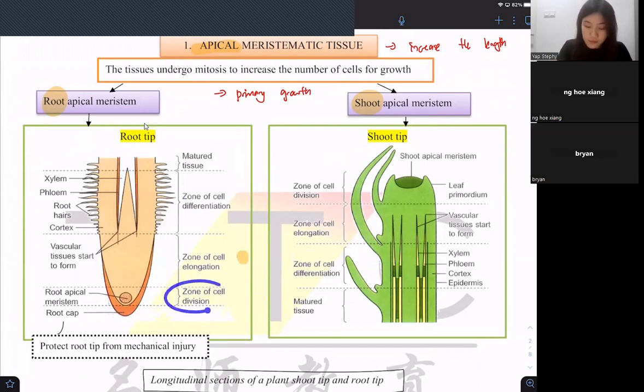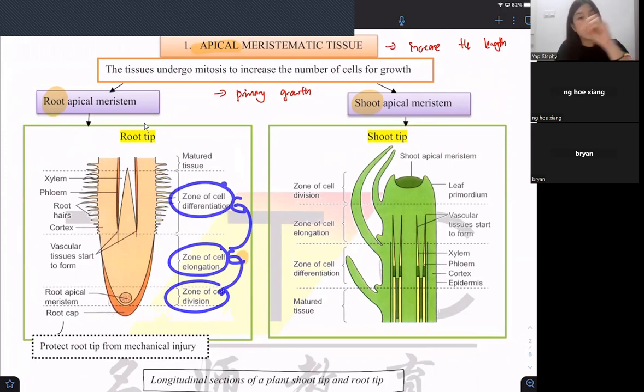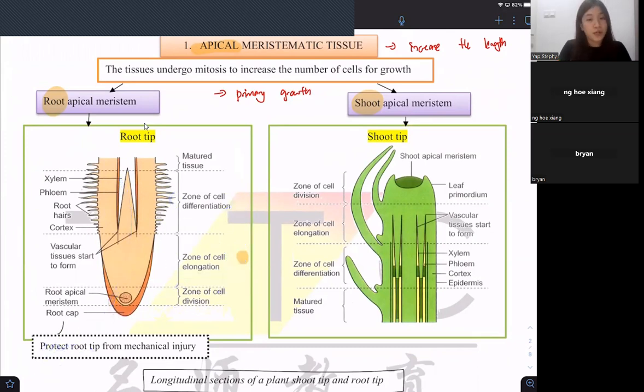The first one is the zone of cell division. Second, you go to the zone of cell elongation. And the last one, you go to the zone of cell differentiation. But for the root and the shoot, the order is opposite. Because the root will become longer and longer, going deeply into the soil. So for this one, cell division starts at the bottom part.